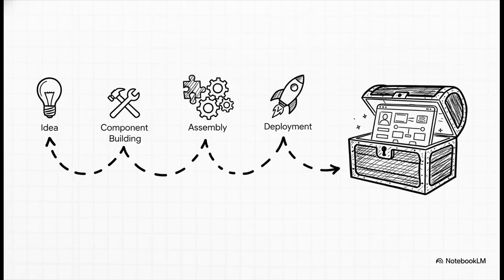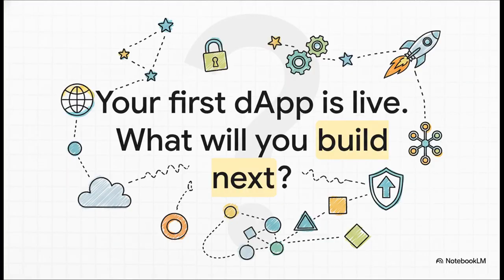And there you have it. We've actually done it. We've gone from just a simple idea to a fully functional, full-stack deployed dApp. You now have a solid blueprint to go out and build your own decentralized applications on Stellar. But look, this is just the beginning. You now have the tools, you have the knowledge to create your own amazing dApps on the Stellar network.